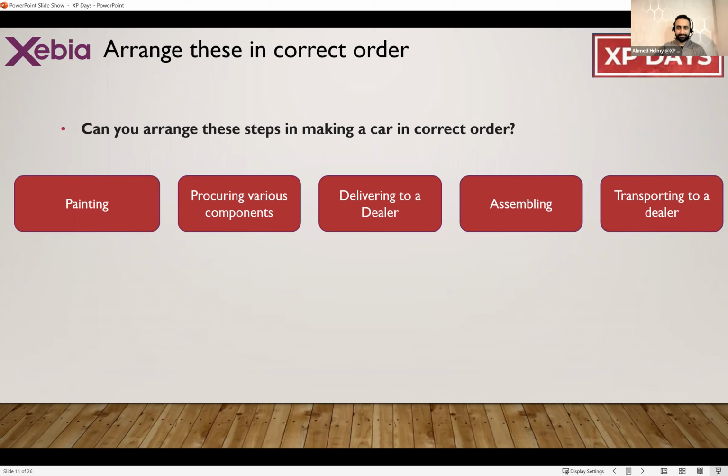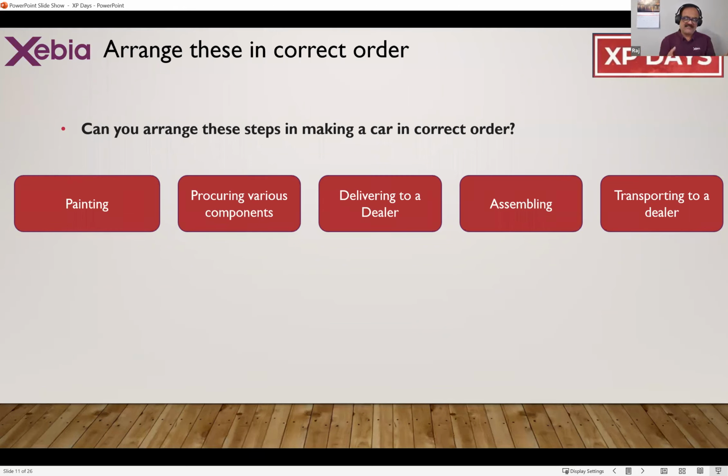Painting. You have to procure various components. So you need raw materials, right? Without raw materials, how will you produce? So we need various raw materials. Once various raw materials are acquired, then you go for assembling them. You put bits and pieces together, and the final product comes.